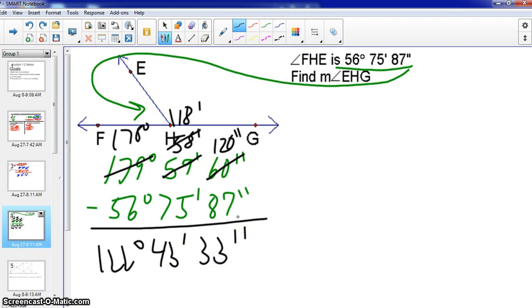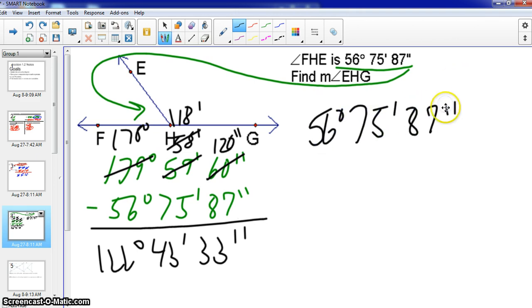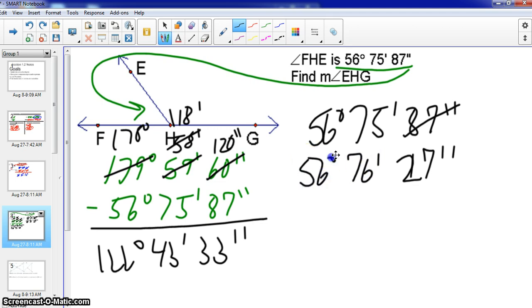You could also do it by simplifying the 56 degrees, 75 minutes, and 87 seconds. When you take away 60 seconds, you're down to 27, and that gives you 76 minutes. And then you could also simplify the minutes 60 to 16 minutes, and you add the degree, and now you would be able to subtract that from the original 179, 59, and 60.